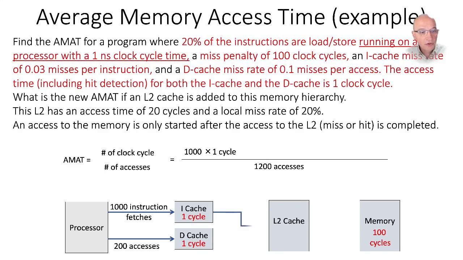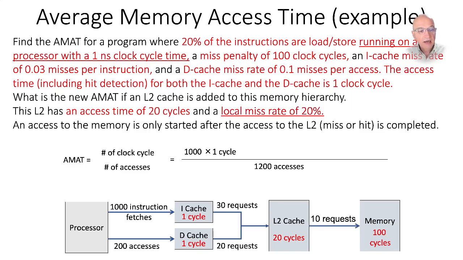So here's my L2 cache, and I have 30 accesses from the I cache, and I have the 20 accesses from the D cache, but now they do not go straight to memory. They go into the L2 cache. And the access time in the L2 cache is 20 cycles, but I'm not going to start the access to the memory until I have spent those 20 cycles in the L2 cache. And that is important information to have.